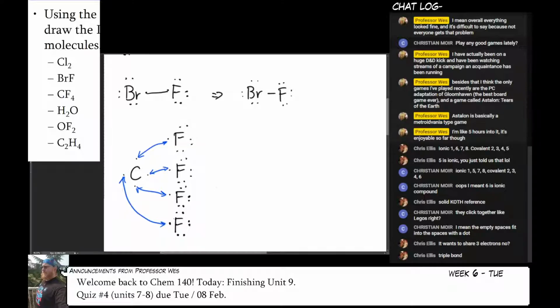However, I need to tidy this up because bonds have to go in straight lines. So what I'm going to end up doing is something that looks like that, and then I'll put the fluorines around it. And then that's going to look much better in terms of what the molecule structure is like.